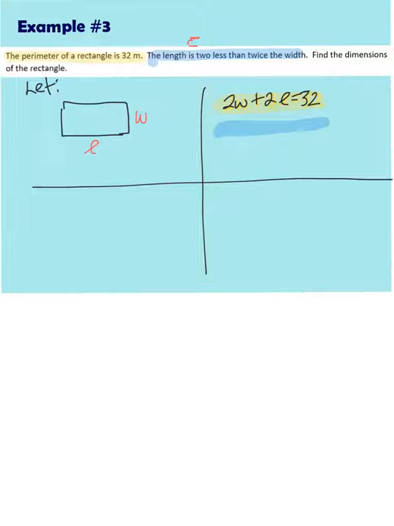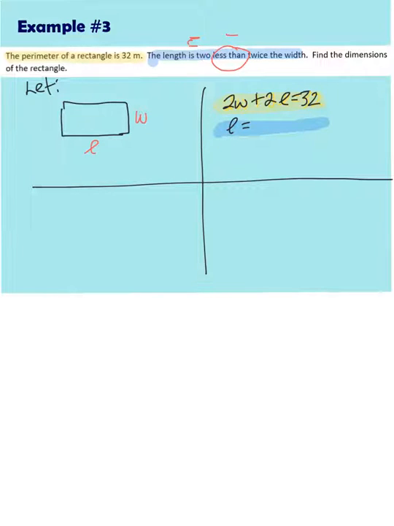So it says the length equals. So the length is clearly just L. So we're going to put L equals. Then it says 2 less than twice the width. Well, this is a key phrase, less than. Kids mess up on this phrase less than all the time. It does mean subtraction.